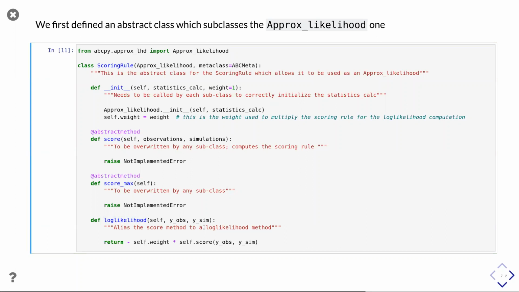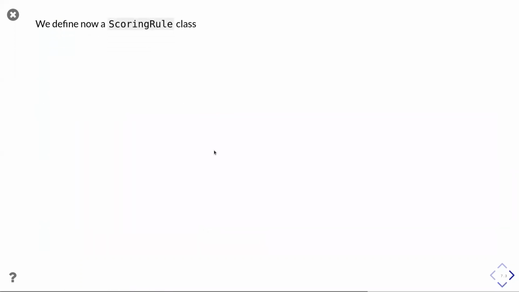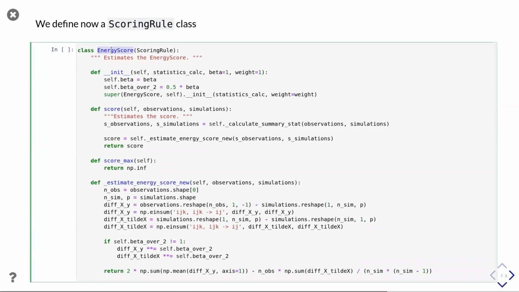So let's define this scoring rule class, and now we define an actual scoring rule class. In this case, I'm using the energy score, which is a score you can use. This is a subclass of the abstract scoring rule class, which I just defined before. So you see now, in this class, I need to implement the score and the maximum score methods. Otherwise, you are not allowed to instantiate any objects of this energy score class.